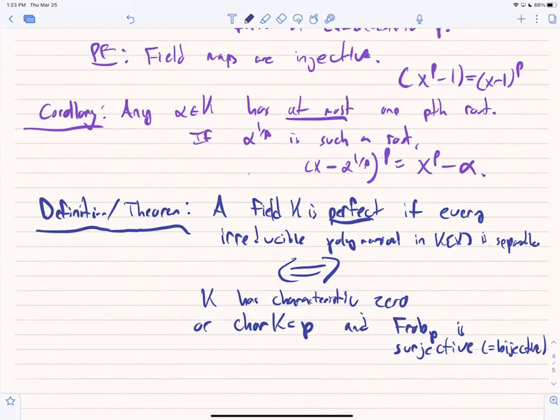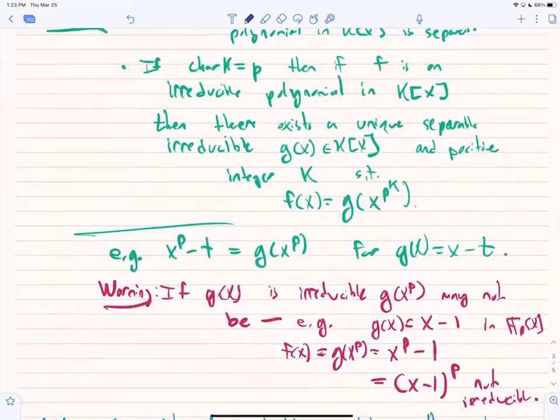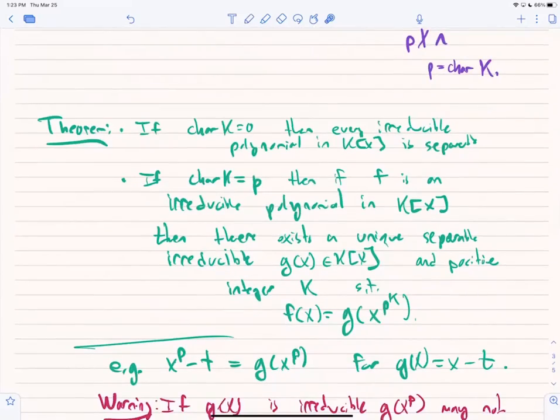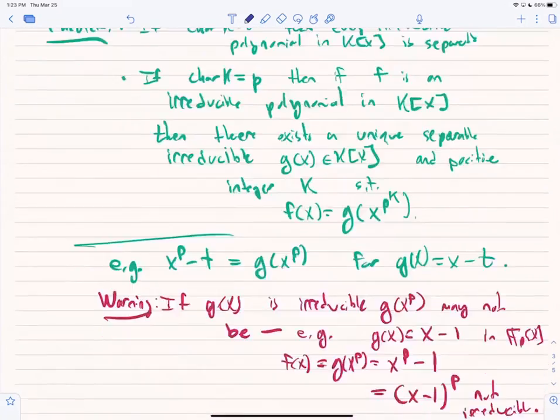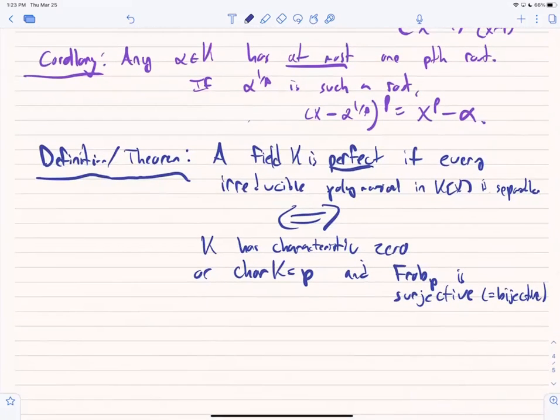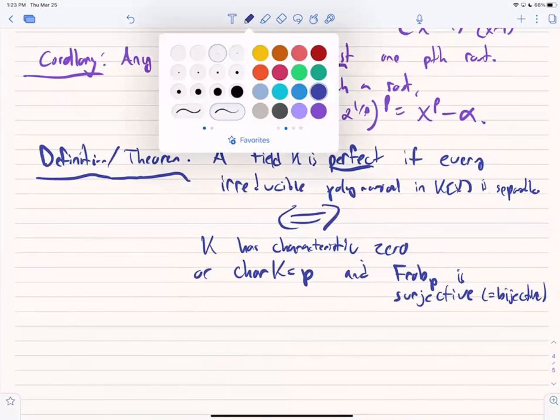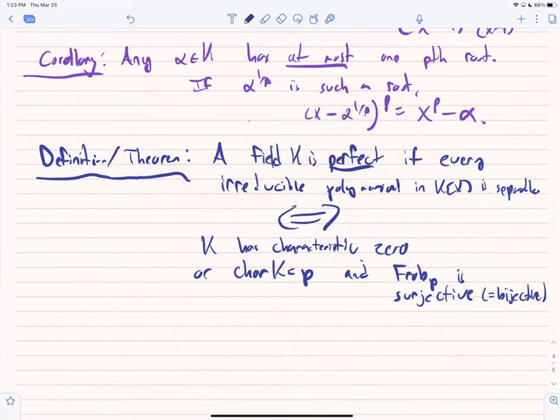Okay, so I'm not going to prove this, but we're not so far because we've already given this theorem, and you can deduce it from this characterization of inseparable irreducible polynomials. Okay, so good. Let's see.